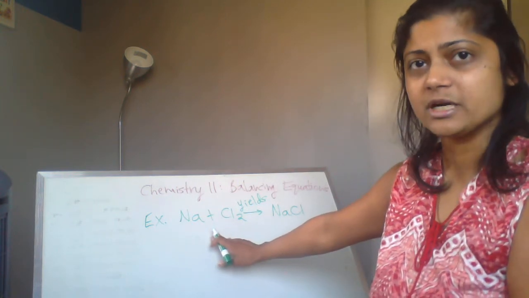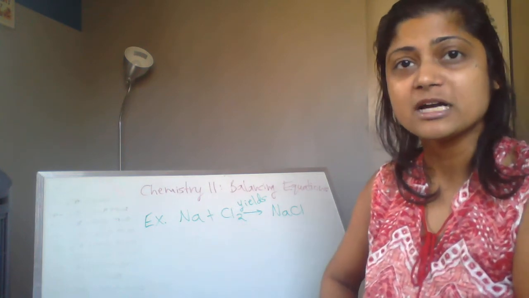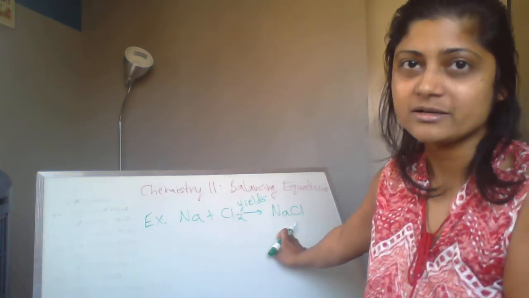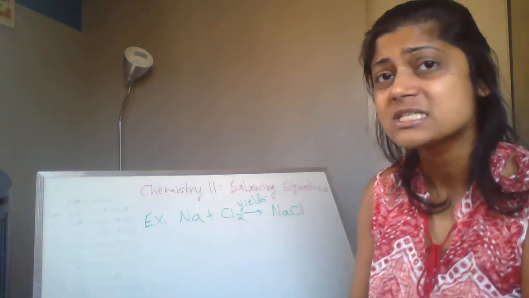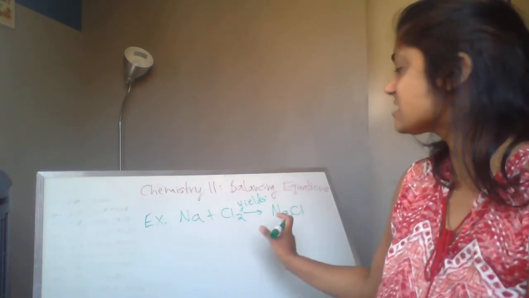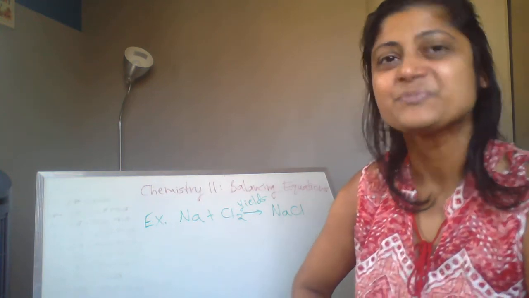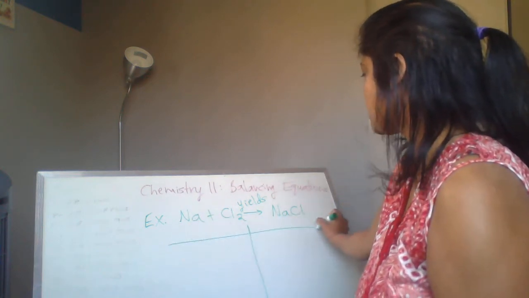I have sodium plus chlorine, and there's this arrow, and the arrow actually means yields, or it produces, sodium chloride. In one of the last videos, we did go through how to name the compounds. You have to make sure you're adding -ide at the end of the nonmetal because sodium chloride is an ionic compound. We're going to try actually balancing this equation.